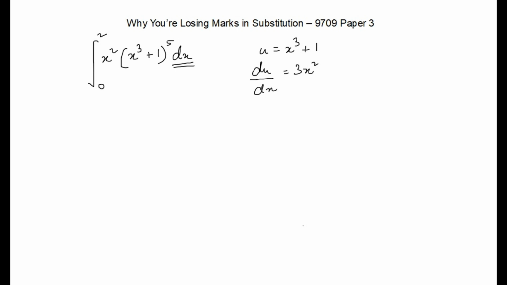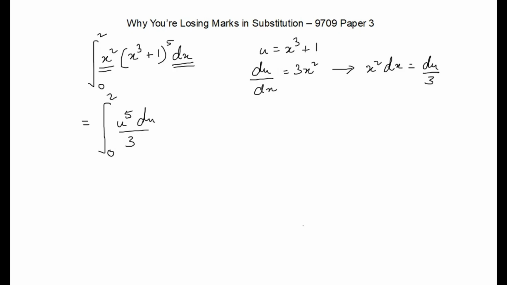So over here, I have x squared and dx, which have to be replaced. So from here, I can get x squared dx is du by 3. And then we substitute. So integral of x cubed plus 1 to the power of 5 becomes u to the power of 5. And x squared dx becomes du by 3. Right? Now, the limits are 0 to 2.